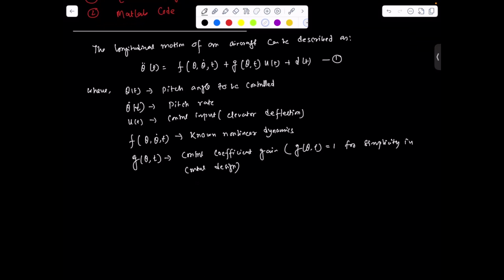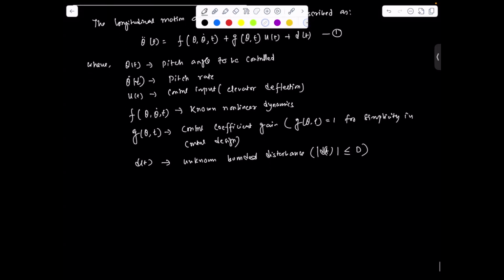And also the disturbance d of t, we assume to be an unknown bounded disturbance. The bound is given by the magnitude of d of t, or norm, which is less than the capital D. So capital D is some value, the maximum value of the magnitude of d of t.